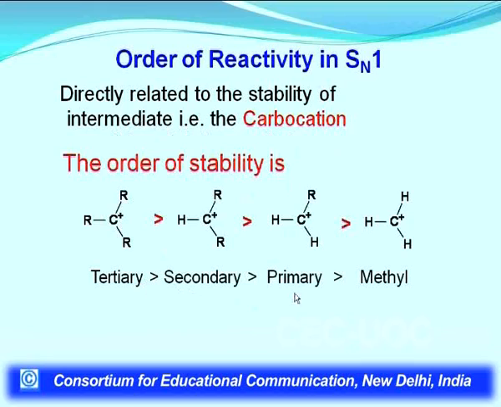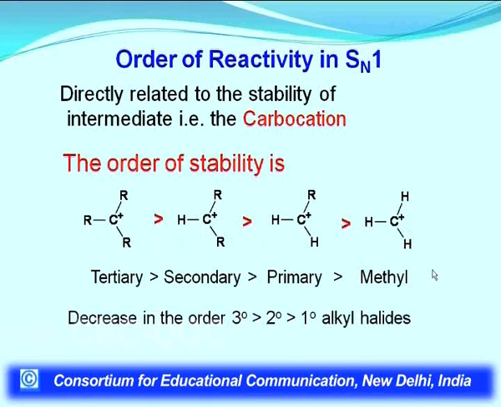This is their order of stability for carbocations: tertiary, secondary, primary and then methyl, and the same will be the order of reactivity for different alkyl halides. A tertiary alkyl halide will react at a faster rate by this mechanism than secondary, then primary and then simple methyl halide.